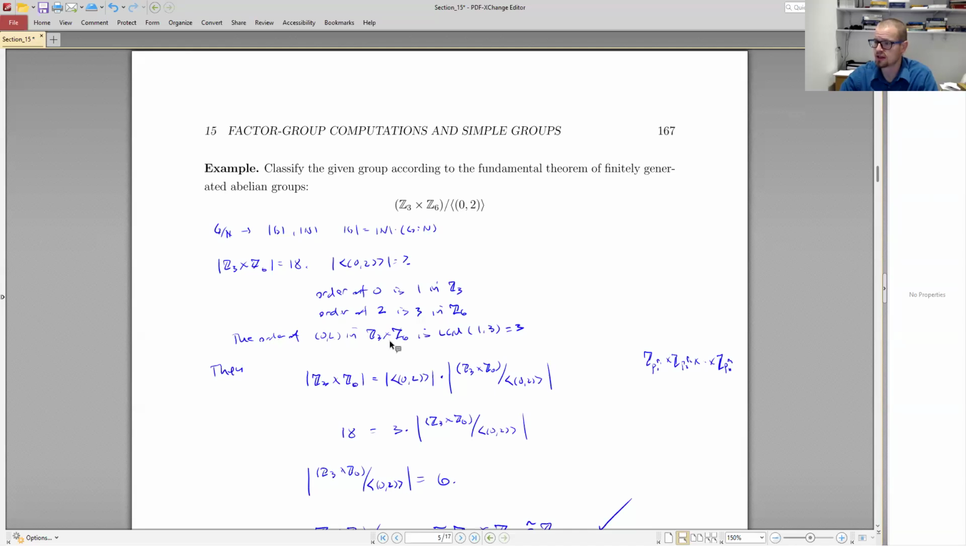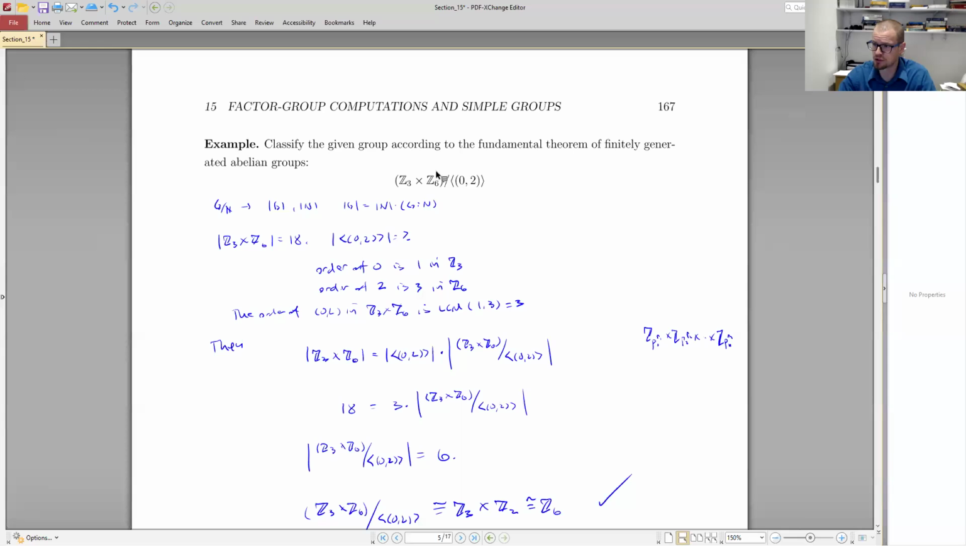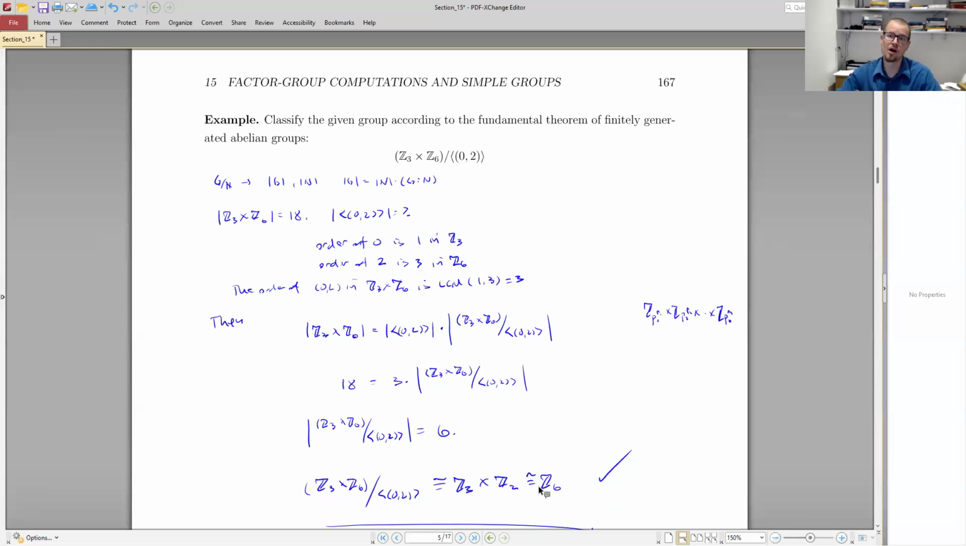So the order of 0, 2 in here is 3, which means that the subgroup it generates is isomorphic to Z3. So I'm taking Z3 direct product with Z6, and I'm quotienting by a subgroup that is isomorphic to Z3. So while I'm not quotienting by Z3 bar, I am still quotienting by something that is isomorphic to that. And therefore, the result we should expect to be Z6. So overall, the example is not significantly different than the previous, just the ever so slightest variation. This maybe would have been an excellent homework problem, but here it is posted, so excellent.